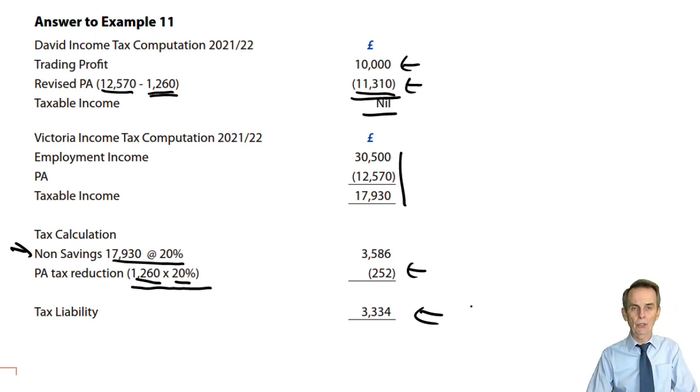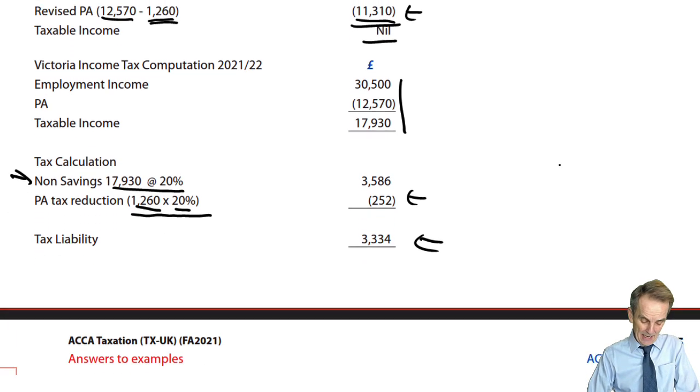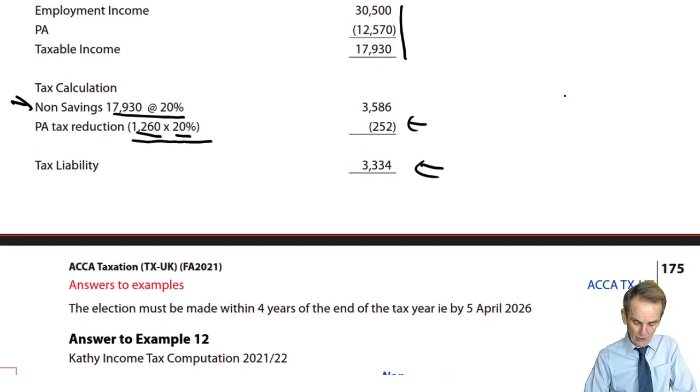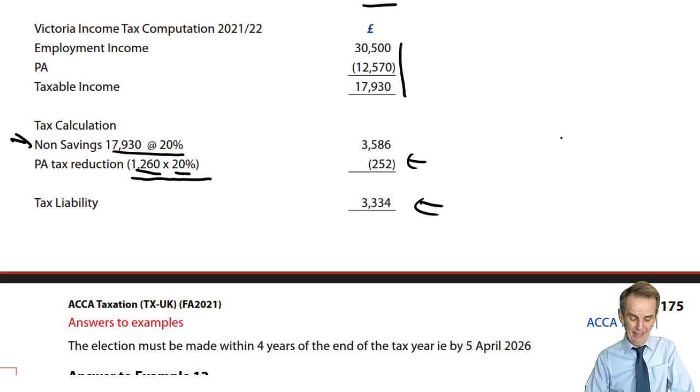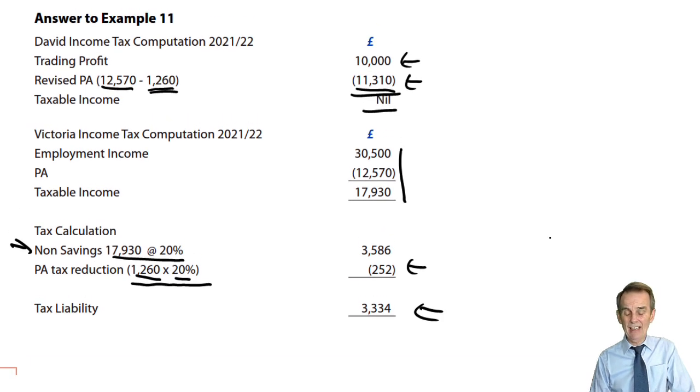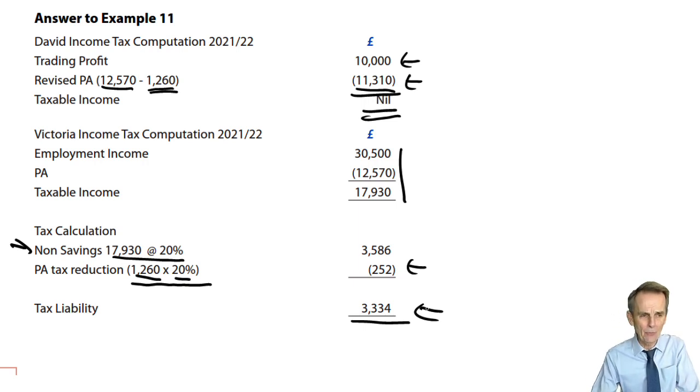There's your situation in which that is most likely. The election, of course, must be made within 4 years of the end of the tax year, it being 21-22. Well, that's going to make it by the 5th of April 26. Again, that is far less likely. This issue has got to be really in a Section A objective testing question if it's going to be tested at all, where the likelihood is, of course, that we're going to have to work out the revised tax liabilities of the couple concerned. And those, as you can see, are nil and £3,334 respectively.